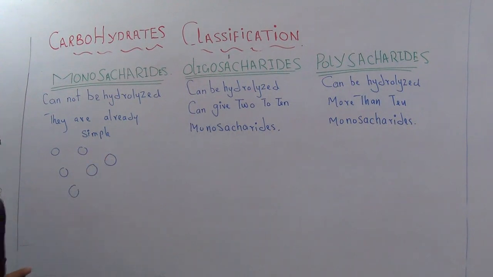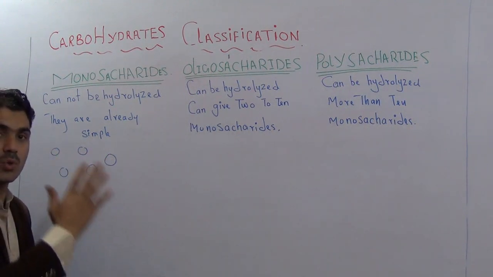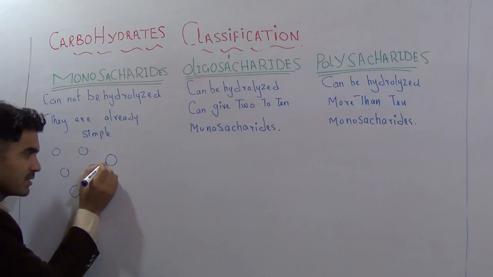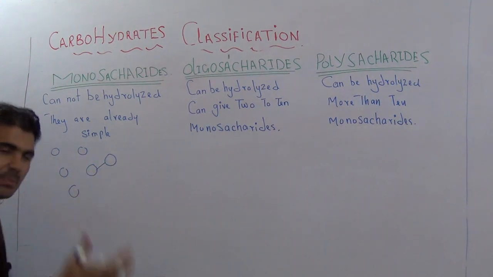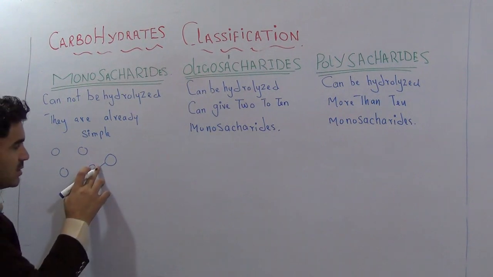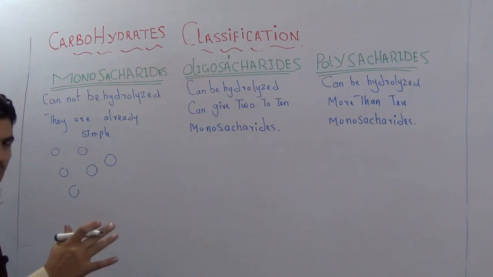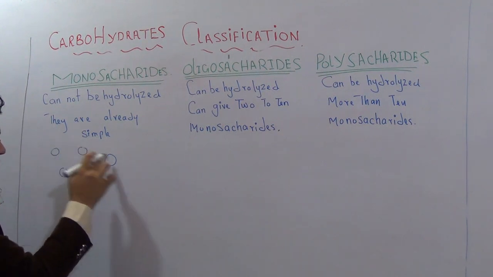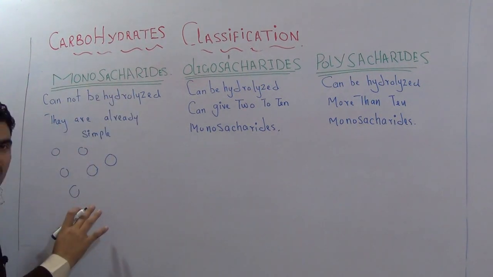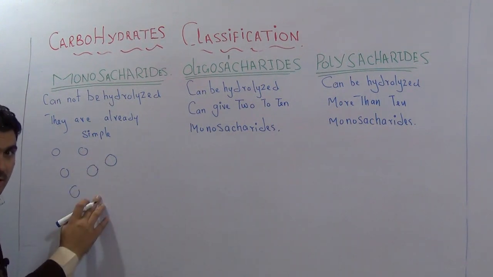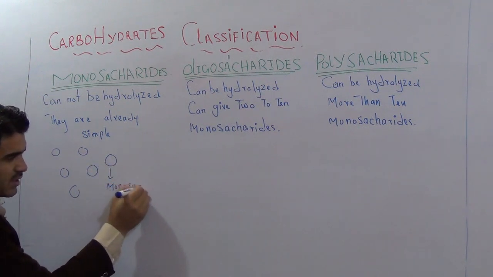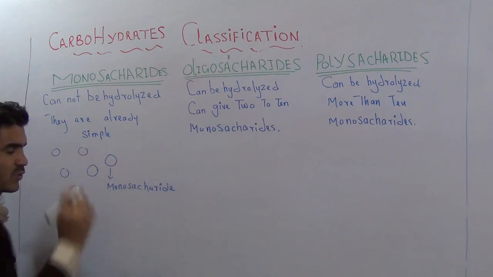These small circles cannot be hydrolyzed. As I told you earlier, when there is a bond between two circles, there is a possibility that these two can be separated with the help of water, but these two circles are already separated. There is no bond, so we will say that these small circles represent monosaccharides because there is no bond between the individual circles. One circle, you can call one monosaccharide.